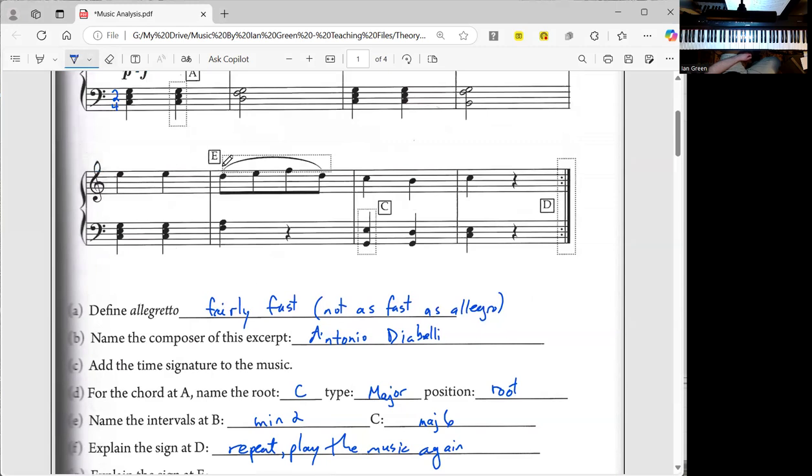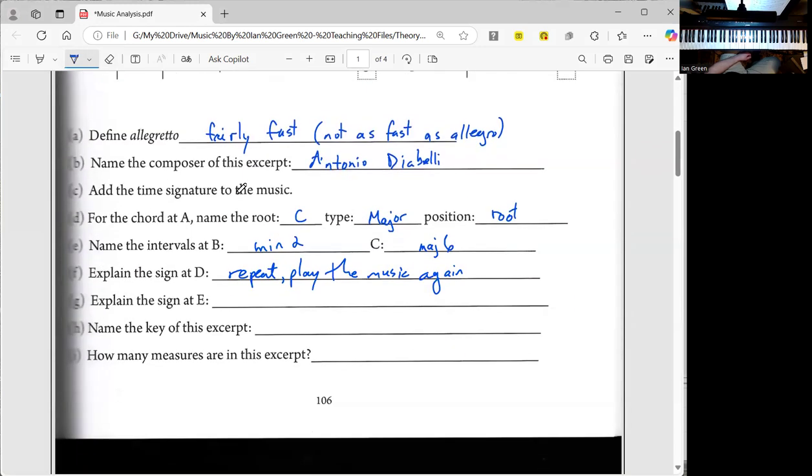Now it says here, explain the sign at letter E. So here, this is a slur marking. So in piano music, this means to play smoothly. So we'll write that down too.